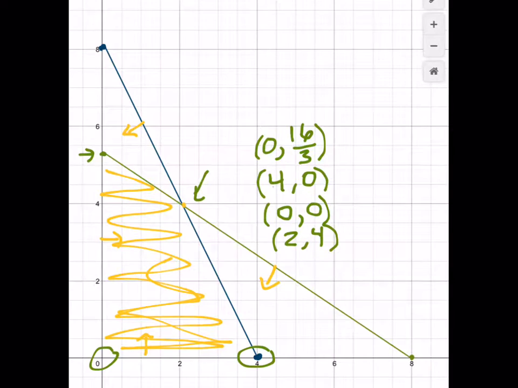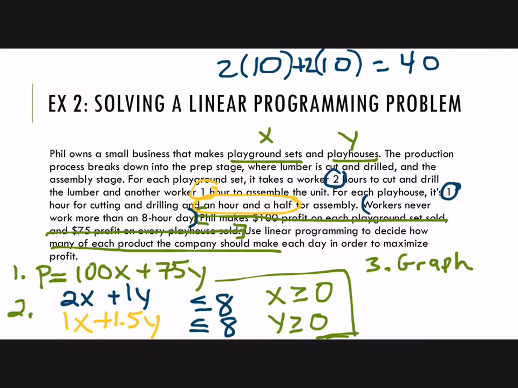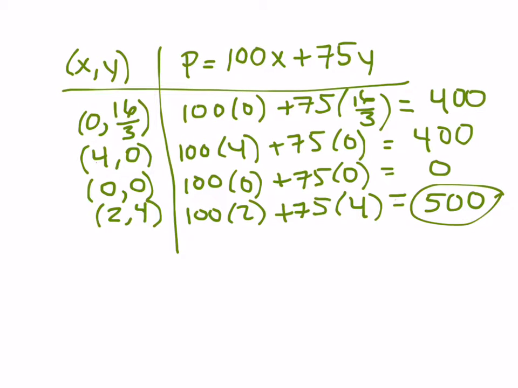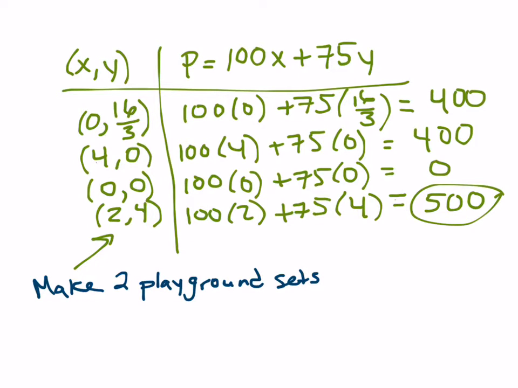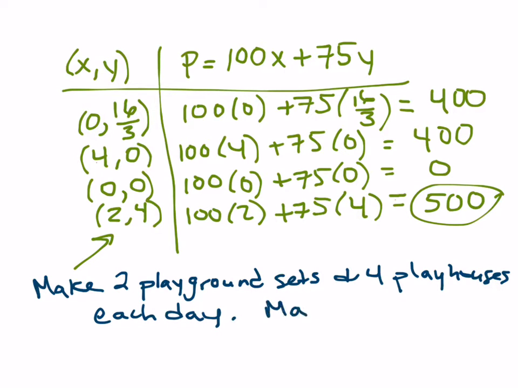So if we look back at the problem, we were asked to find how many of each product the company should make each day in order to maximize the profit. So if you just wanted to interpret this, then we would just state what the values of x and y are, what they represent. Okay, so I could say make, I think this was playground sets, 2 playground sets and 4 playhouses each day to maximize profits. And then if you're asked what the maximum profit is, the maximum profit is $500.